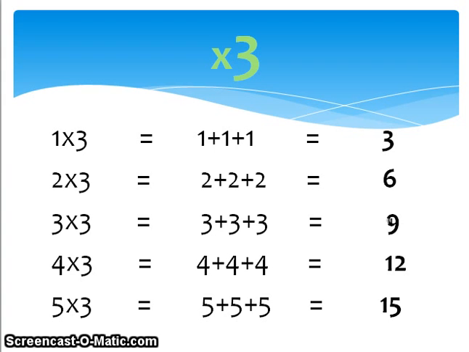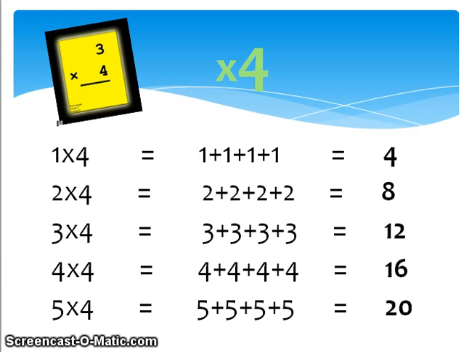Now, for multiplying by 3, 1 times 3 is the same as 1 plus 1 plus 1, which equals 3. 2 times 3 is the same as 2 plus 2 plus 2, which equals 6. 3 times 3 is the same as 3 plus 3 plus 3, which equals 9. 4 times 3 is the same as 4 plus 4 plus 4, which equals 12. And 5 times 3 is the same as 5 plus 5 plus 5, which equals 15.